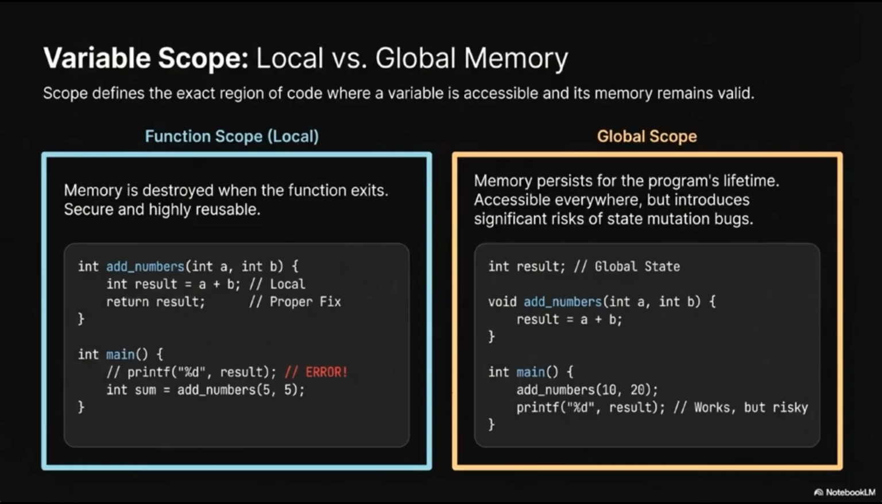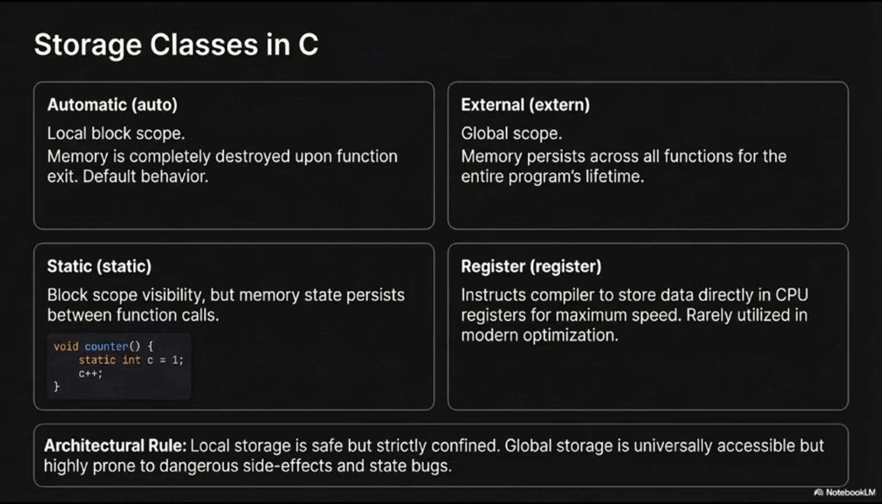Then you have global variables. They're permanent residents. They exist for the entire time your program is running and can be accessed by any function, which sounds great, but can actually be pretty dangerous if you're not careful. These storage classes give us even more control. Auto is just the default for local variables. You almost never type it. Extern is for globals. But the really interesting one here is static.